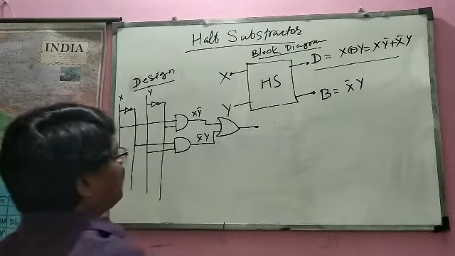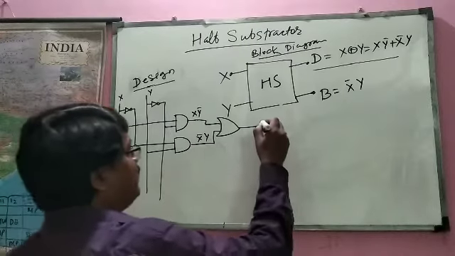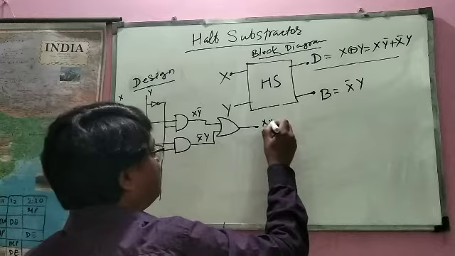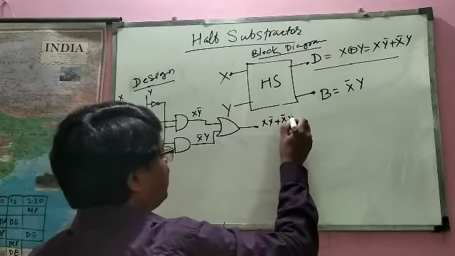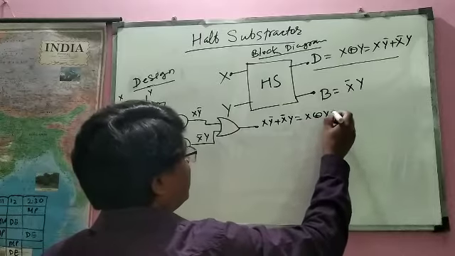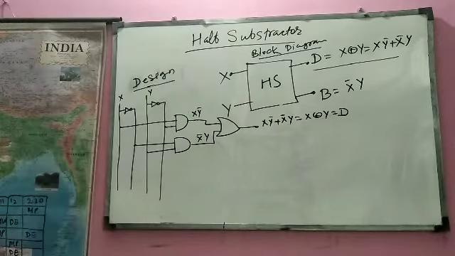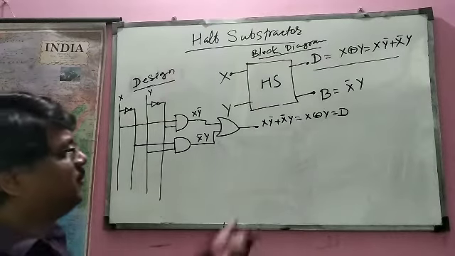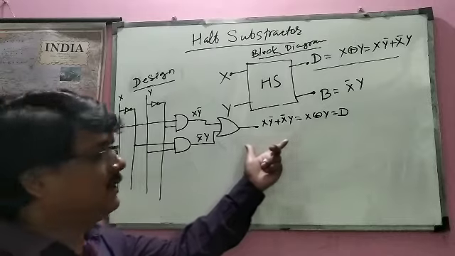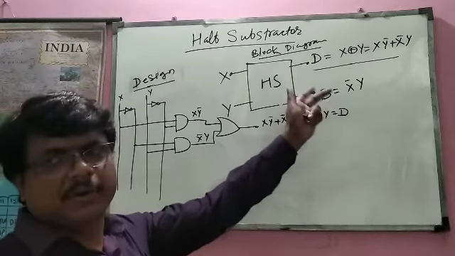So you will get what? It will just be the sum of these two, so it will be X Y bar plus X bar Y. That is nothing but X XOR Y, and this is nothing but D. Very simple. Now we have designed the circuit for D, and now we will design the circuit for B.